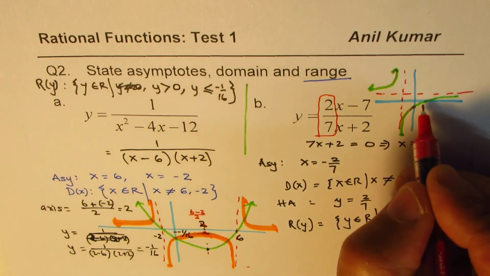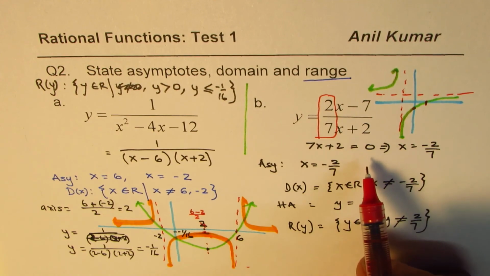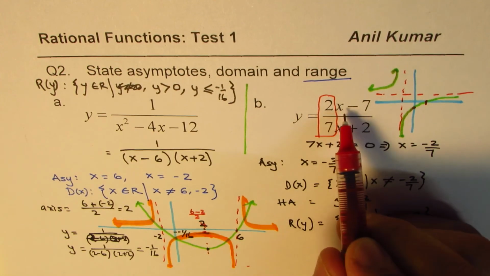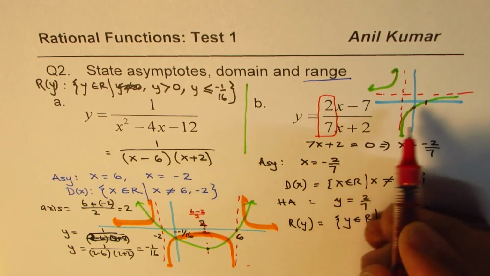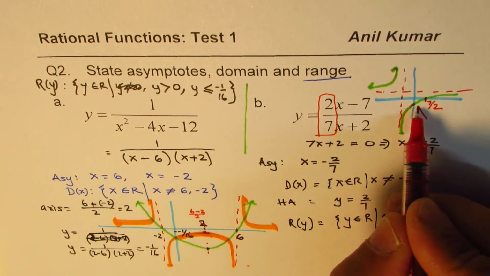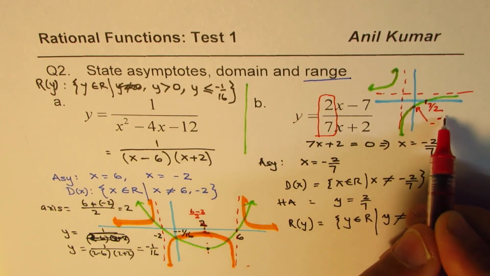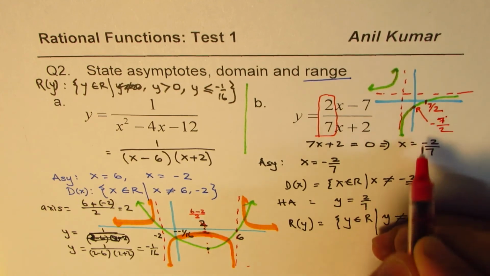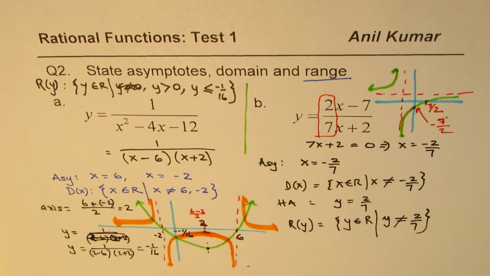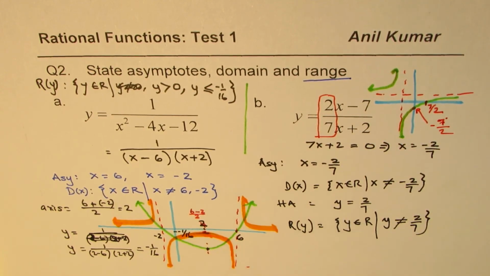You may be required to sketch such functions, and that is why I'm extending this, right? So y is 0 means the numerator is 0, which will be 0 at 7 over 2. When x is 0, it is minus 7 over 2. Okay, minus 7 over 2. Right. And that is how the function will look. We have a horizontal asymptote and a vertical asymptote as described here, and that gives you the range of the function as all real numbers except 2 over 7.